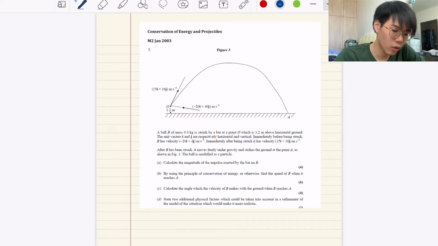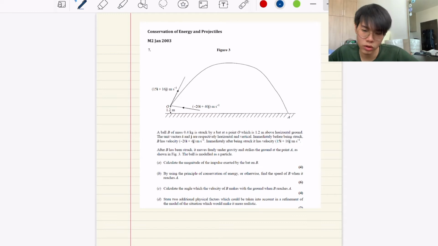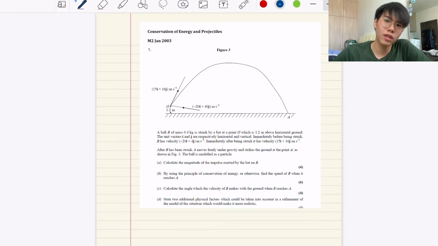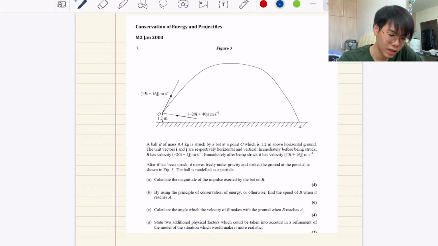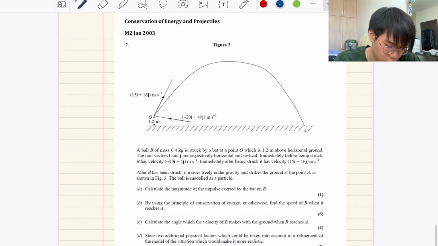So here's another question, which is the combination of conservation of energy and projectiles. These kinds of questions are mostly quite hard, but if you do it step by step, it should be fine. So first, let's have a look at the question.